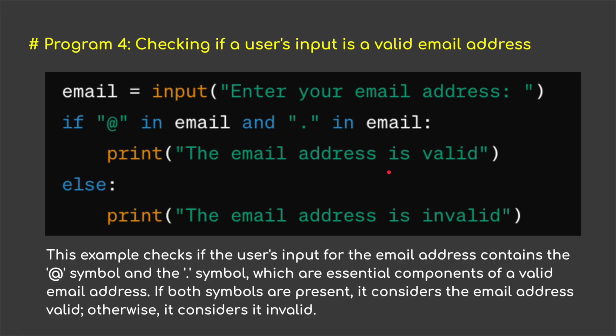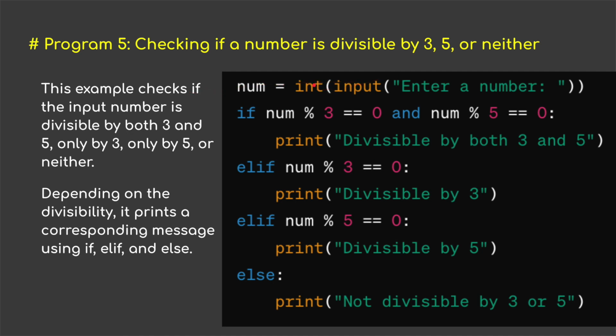We're using the and. And then finally, before I give you some challenges of your own, program 5 checks if a number is divisible by 3, 5, or neither. Okay, so number equals int input, enter a number. Again, we're using this modulus 3. So if the number is divisible by 3 and there's no remainder, for example, 9 would be divisible by 3 and there wouldn't be a remainder, and the number is divisible by 5 and there's no remainder, for example, if I put 15 in, 3 goes into 15 5 times with no remainder, and 5 goes into 15 3 times with no remainder. Print divisible by both 3 and 5.